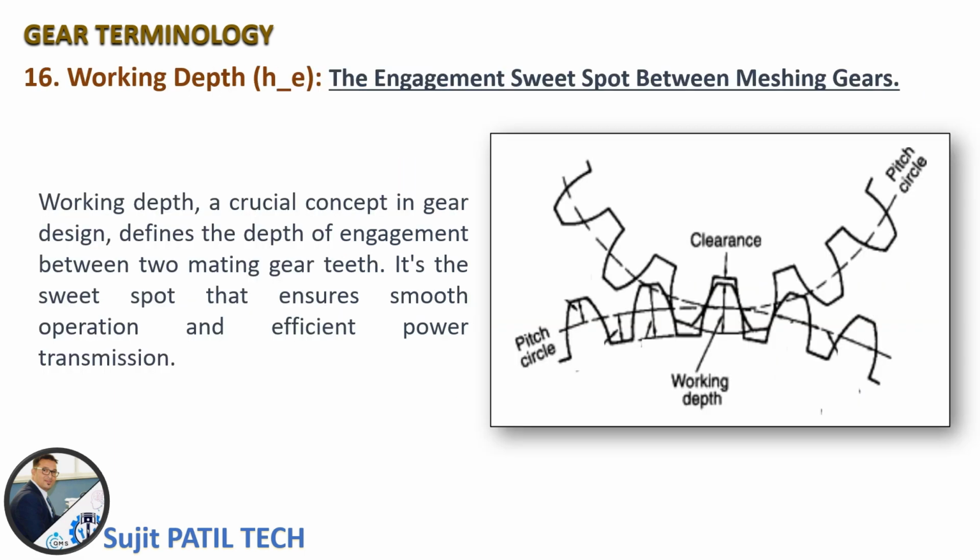16. Working depth, H_E. The engagement sweet spot between meshing gears. Working depth, a crucial concept in gear design, defines the depth of engagement between two mating gear teeth. It's the sweet spot that ensures smooth operation and efficient power transmission.